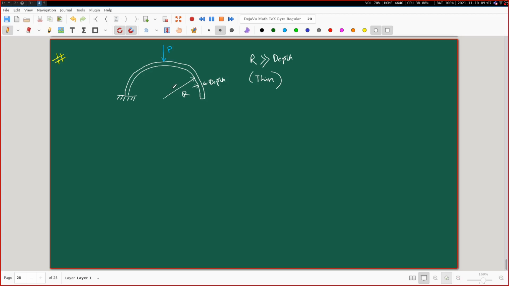Now what is the question here? This is the situation. The question is that you find out the vertical and the horizontal deflection at the point of application of this force P. So delta V for vertical, delta H for horizontal. You tell me what I should do. Any ideas?